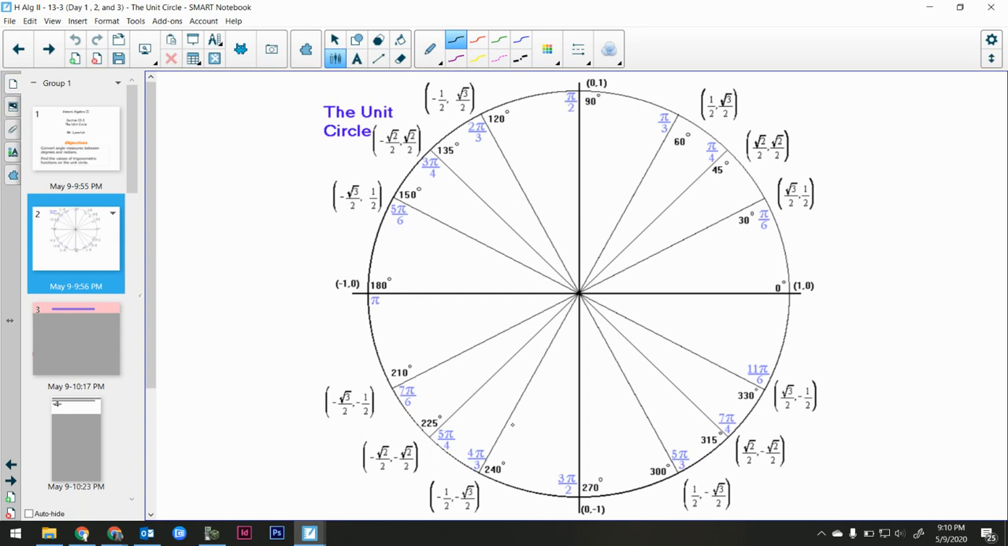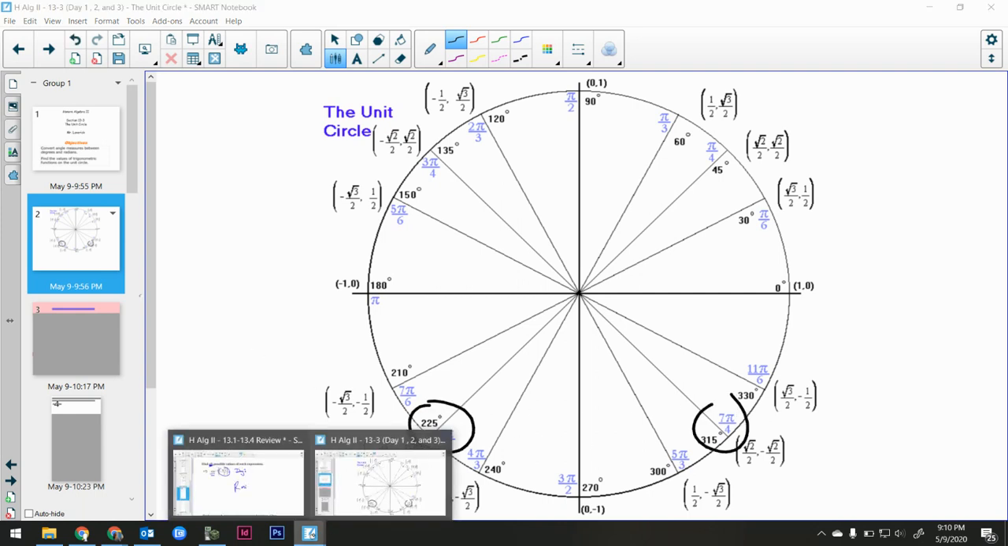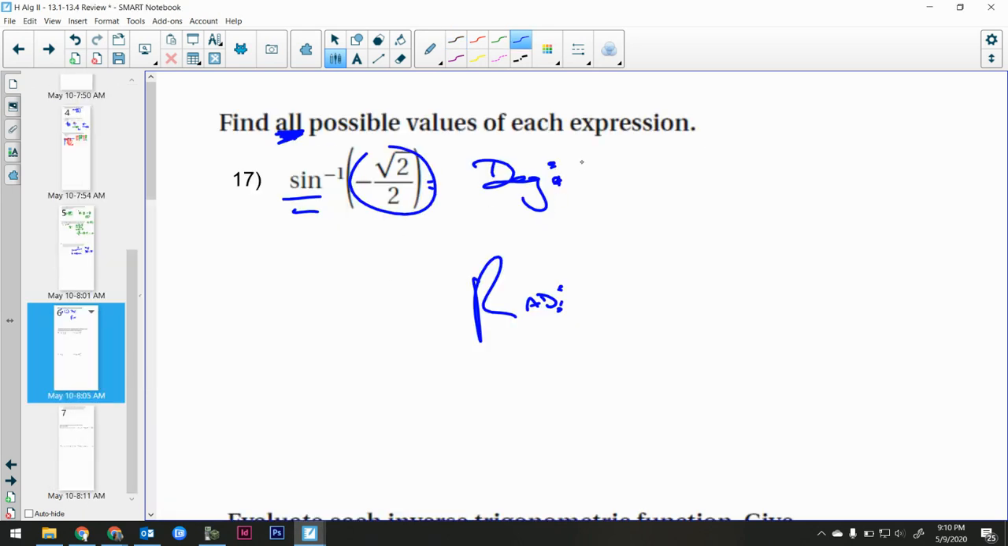So y values are negative in the third and fourth quadrants, radical 2 over 2, and that's my 45 family here and here. So 225 and 315, and remember, plus 360n, because we have to account for all rotations. All coterminal angles will have the same sine value.